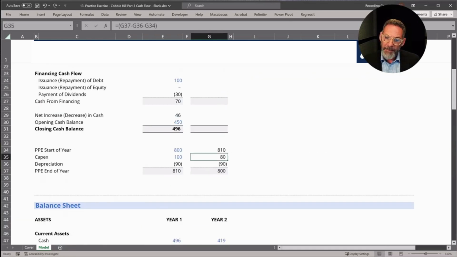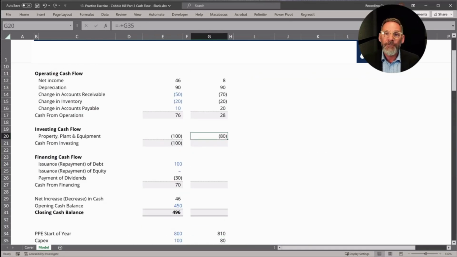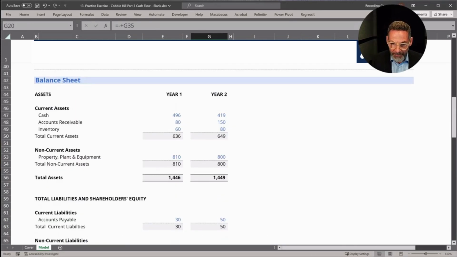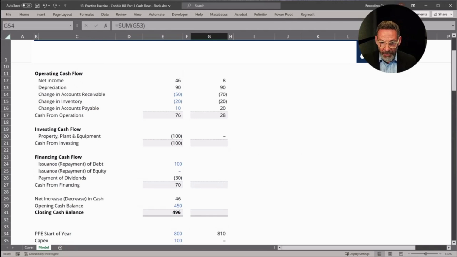So we know our CapEx is 80, but it's a cash outflow. So we need to make sure there's a negative sign there. So let me type that back to 720. And we are good. And then the total, there's only one item here. We are done the investing cash flow section of our indirect cash flow.